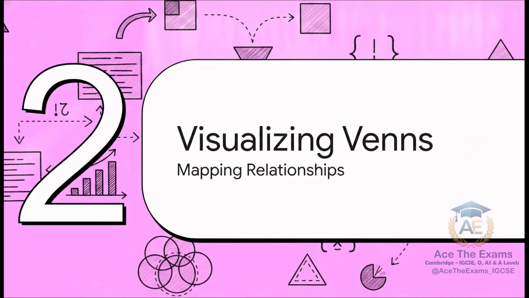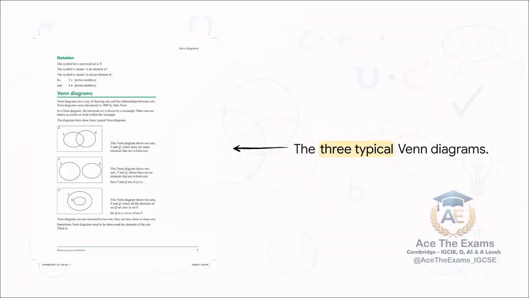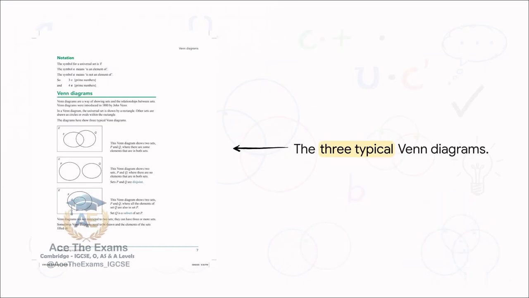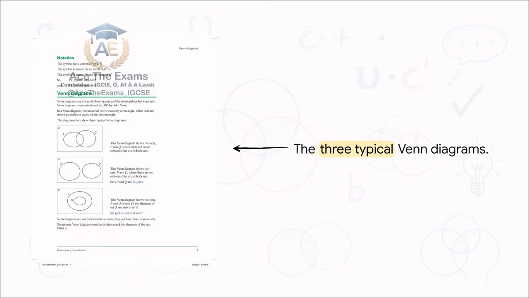Moving on to Section 2, Visualizing with Venn diagrams. Once we've got the written code down, we can start translating it visually. These diagrams, introduced way back in 1880 by John Venn, are literally your best tool for spatial reasoning. They use a large rectangle to represent the universal set. Think of it as the universe for that specific problem. Every single element we care about lives inside it.